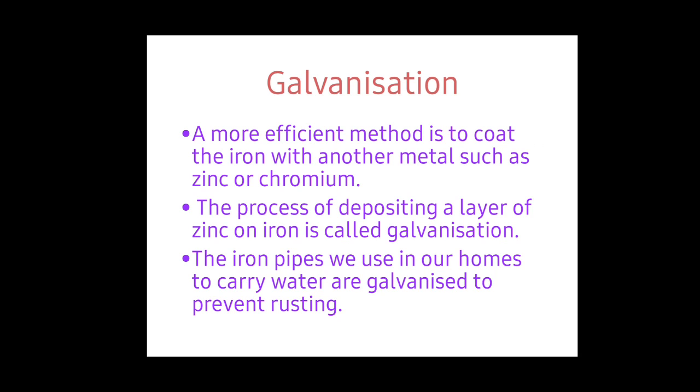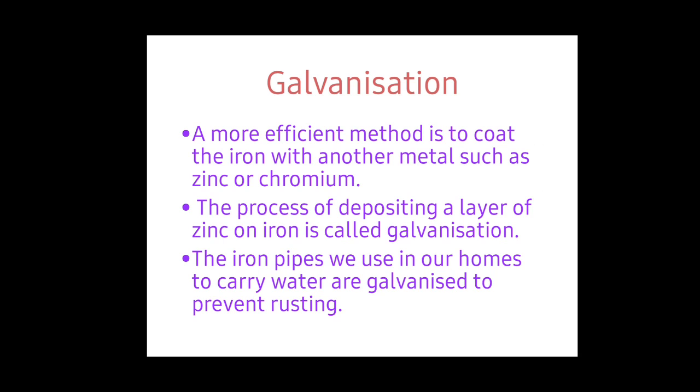Galvanization. A more efficient method is to coat the iron with another metal such as zinc or chromium. The process of depositing a layer of zinc on iron is called galvanization. The iron pipes we use in our home to carry water are galvanized to prevent rusting. This one we say is stainless steel, which means it doesn't rust at any cost.